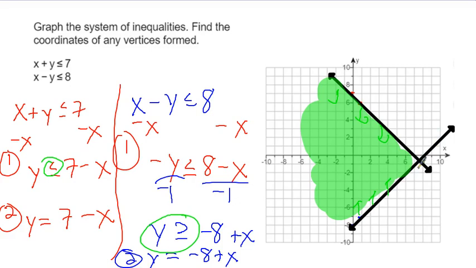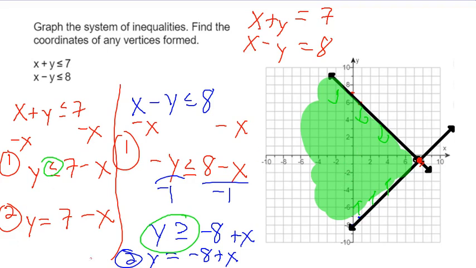If you want to find where two lines intersect each other, all you have to do is solve them as a system of equations. So if I want to find this point of intersection, I take the equations for these two lines, solve them as a system of equations, and the solution you get is where these two lines are intersecting each other. So I'm going to take x plus y equals 7, and x minus y equals 8. Those are the two equations that correspond to these two lines. By solving that system of equations, I can find where these two lines cross each other.